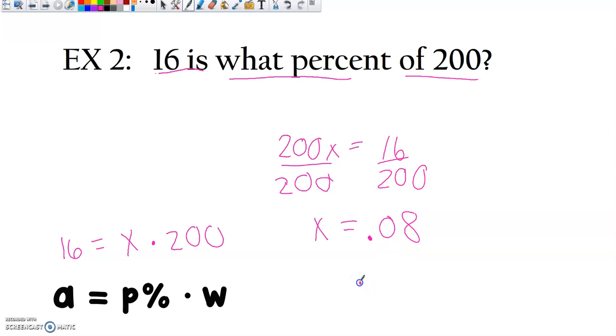So I need to change my decimal to a percent. So using your Dr. Pepper again, I'm going 1, 2 to the right. So I have 8%. 16 is 8% of 200.